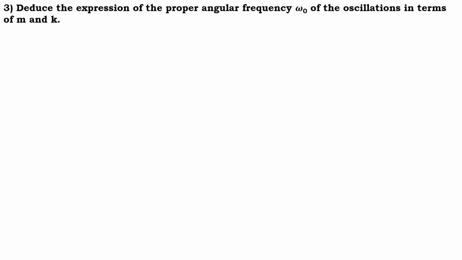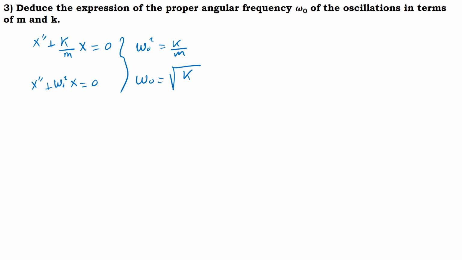Deduce the expression of the proper angular frequency omega 0 of the oscillations in terms of m and k. We found the second order differential equation as x double prime plus k over m x equals 0. Now, the general formula is x double prime plus omega 0 squared, the proper angular frequency squared, x equals 0. Now, if we compare both equations, we can deduce that omega 0 squared is equal to k over m, or omega 0 is equal to radical of k over m.